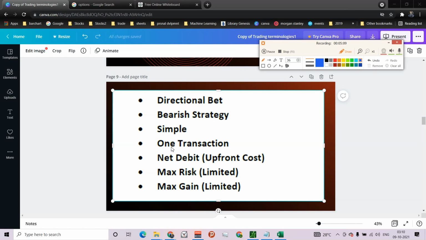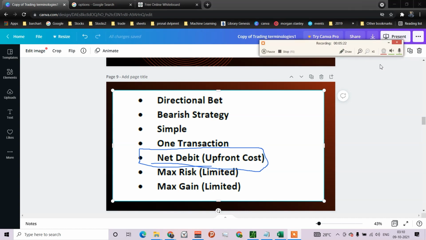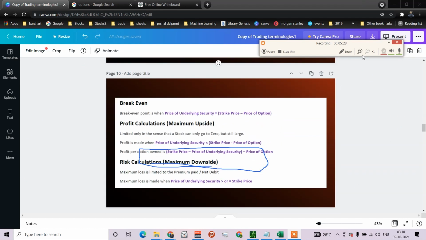So this is also a net debit, that is, upfront costs are taken here. When you're buying an investment on the put option, you are spending money, so there is an upfront cost to it, that is, a net debit takes place. That is with respect to the expiration date. So let us understand this by looking at this.